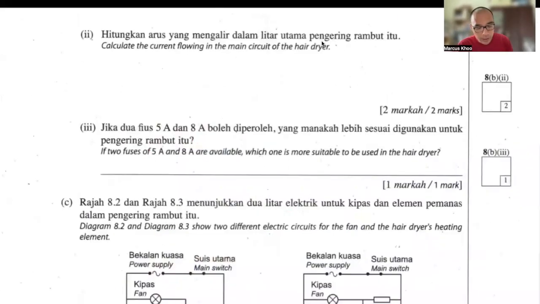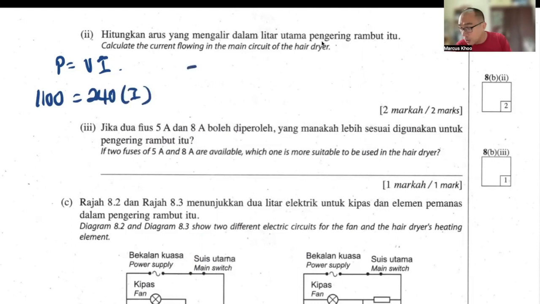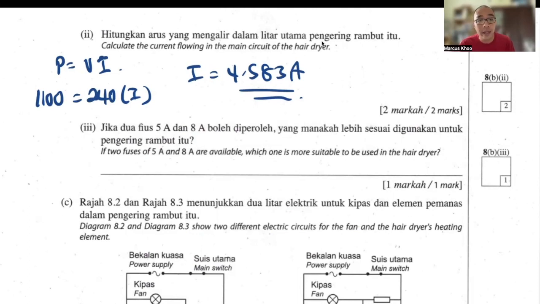Calculate the current flowing in the main circuit. Since you're given the voltage and the power, you use P equals VI, the standard one. Power is 1100, voltage is 240. You calculate I and get I equals 4.583 amperes. Now, if two fuses of 5 A and 8 A are available, which one is more suitable to be used in a hair dryer?